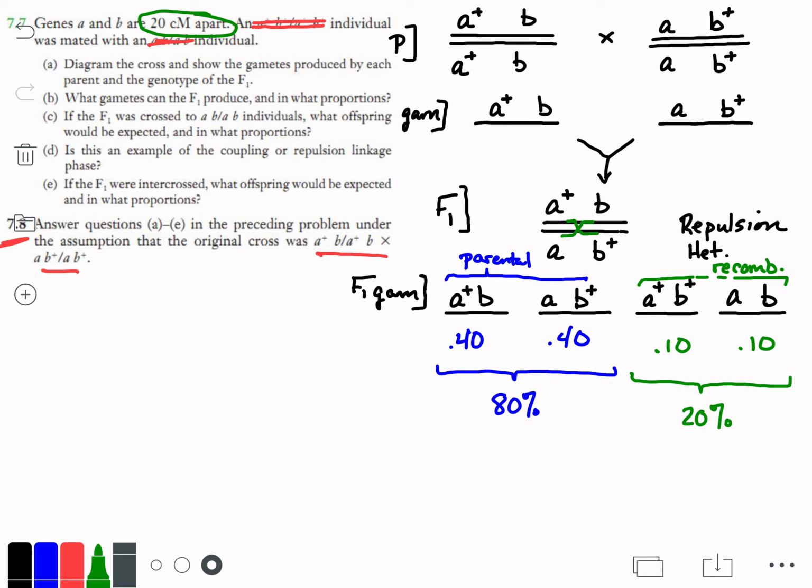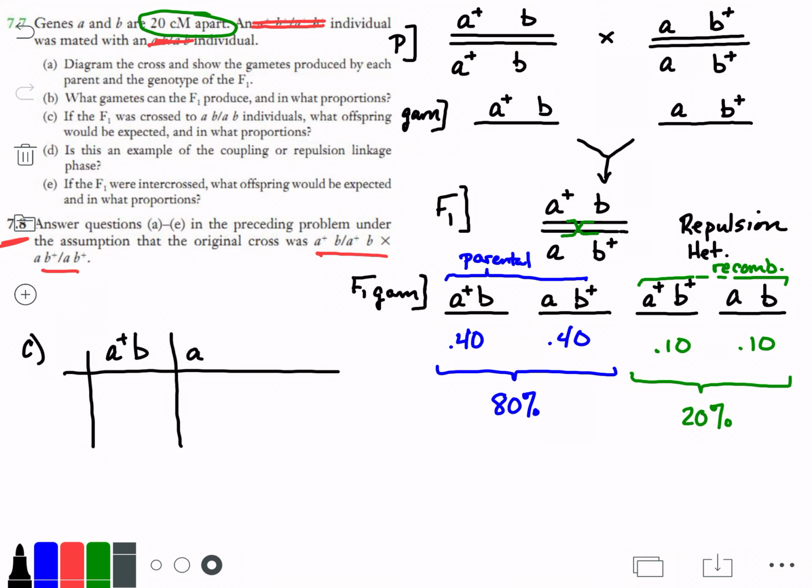So when they ask us in part C, if the F1 is crossed to a test cross individual, something totally recessive, what offspring would be expected and in what proportions? Well, now we can go over here and we'll make ourselves a simple Punnett square where we say I have the 4 possibilities from the F1, just like we would otherwise for a normal Mendelian cross. From the test cross partner, of course, I can only get AB recessive.